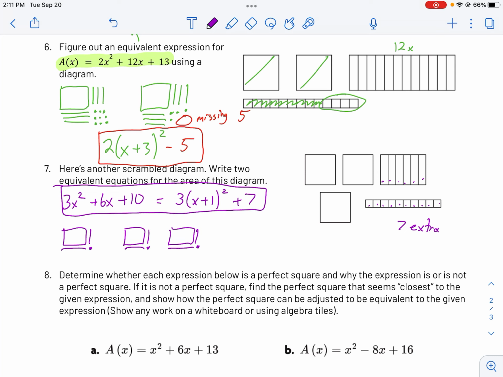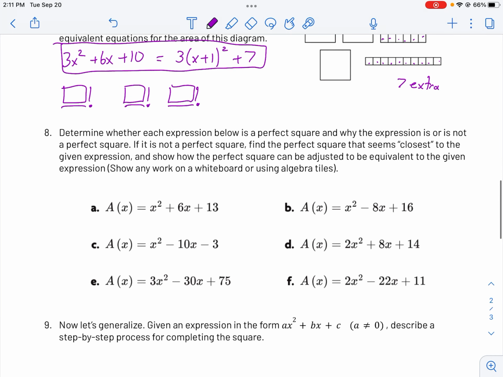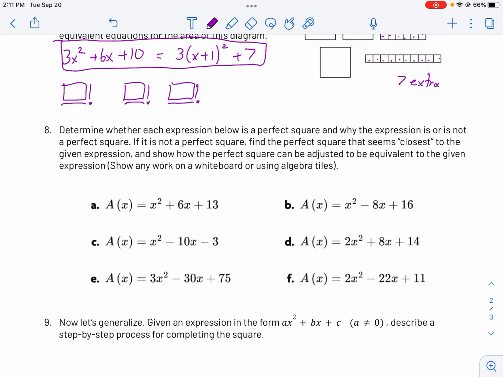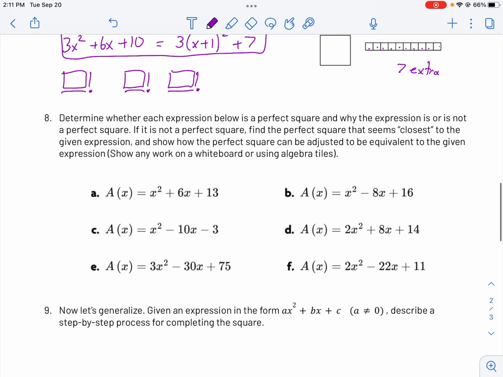All right. Number 8, determine whether each expression below is a perfect square and why the expression is or is not a perfect square. If it is not a perfect square, find the perfect square that seems closest to the given expression and show how the perfect square can be adjusted to be equivalent to the given expression. That's a lot of words.